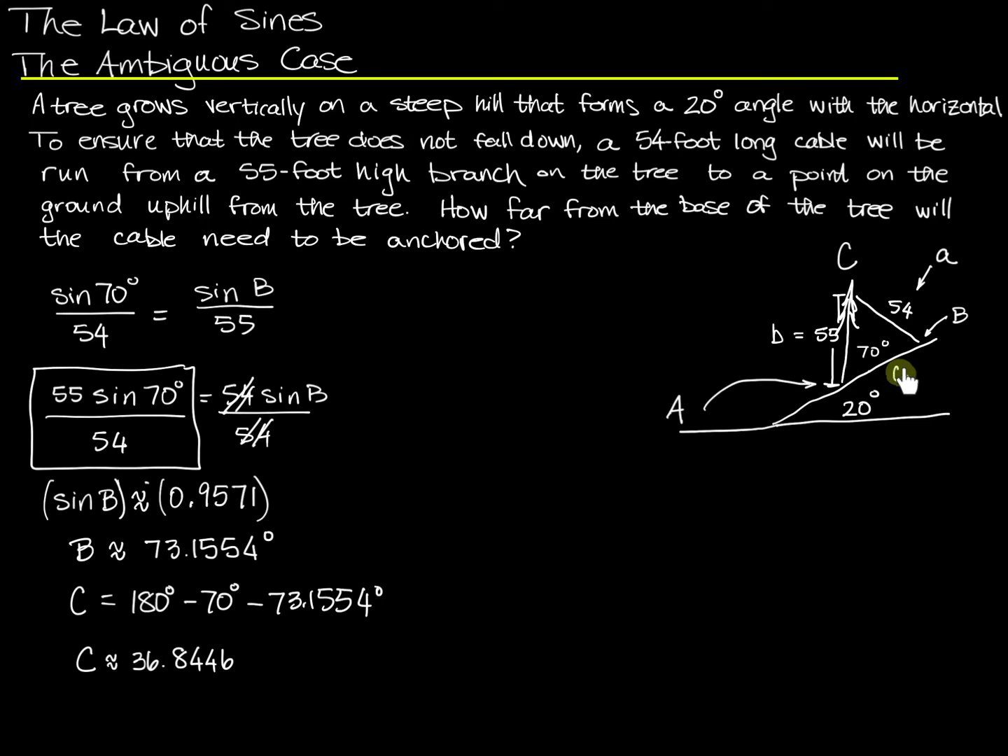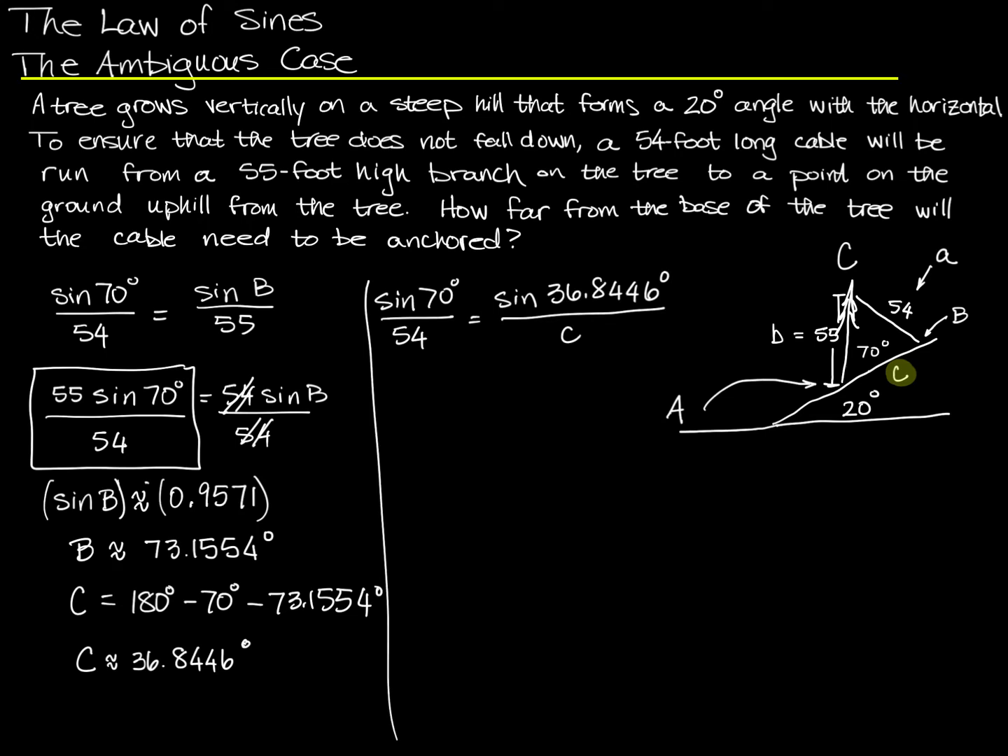But what I wanted was side C. So since what I have is one pair of things opposite and a known opposite from an unknown, and this is the unknown I want, I can use the law of sines again. The sine of 70 over 54 is equal to the sine of angle C, which I now know to be about 36.8446 degrees, over the unknown side C that I want.